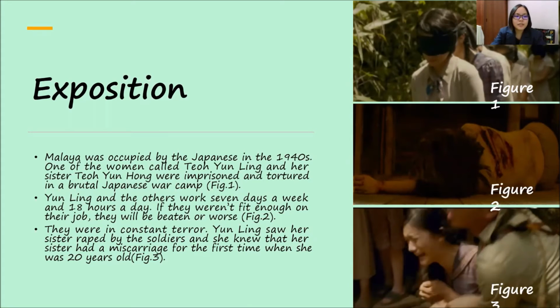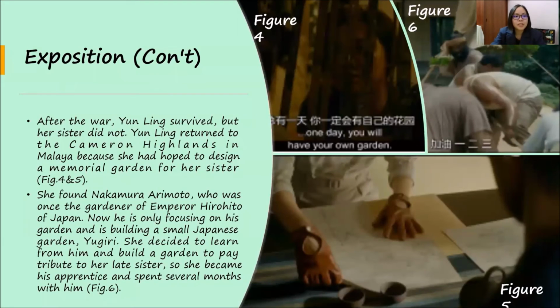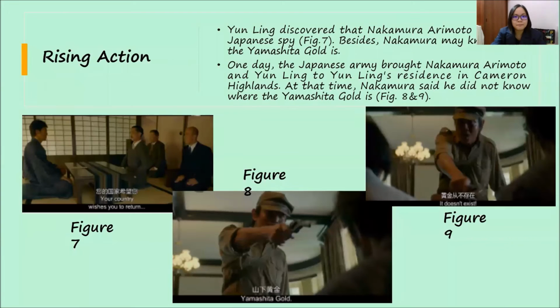Yun Ling saw her sister raped by the soldiers, and she knew that her sister had a miscarriage for the first time when she was 20 years old. After the war, Yun Ling survived, but her sister did not. Yun Ling returned to the Cameron Highlands in Malaya because she had hoped to design a memorial garden for her sister. So she found Nakamura and decided to learn from him and build a garden to pay tribute to her late sister. So she became his apprentice and spent several months with him.